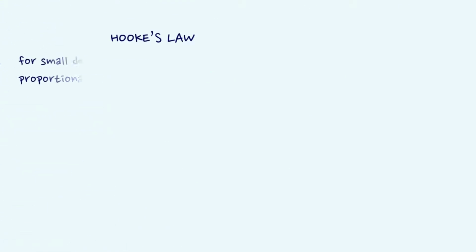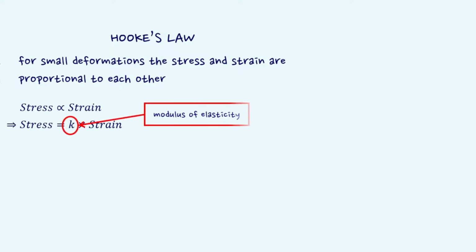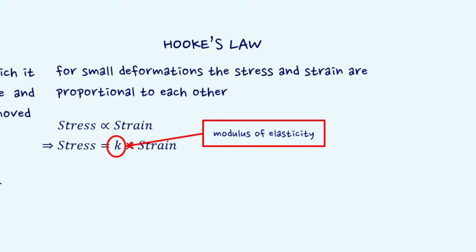From this stress-strain plot, we can say within elastic limit, the strain produced in an elastic object is directly proportional to the stress. That is, stress is proportional to strain. Or in other words, stress per unit strain is a constant. This proportionality constant is termed as modulus of elasticity. Now, based on the nature of stress and strain, this modulus of elasticity can be classified as follows.